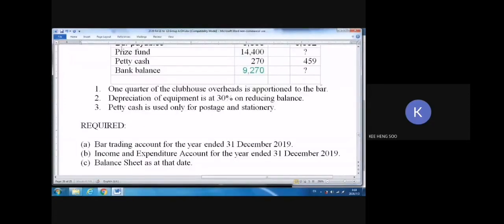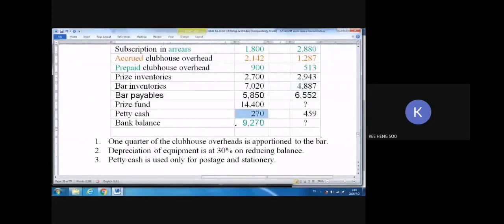I need to debit to here. That means petty cash, instead of 270, my petty cash should have 900 plus 270. 900 plus 270, then you minus 459. Then you can get your postage and stationery. Now, are you clear?